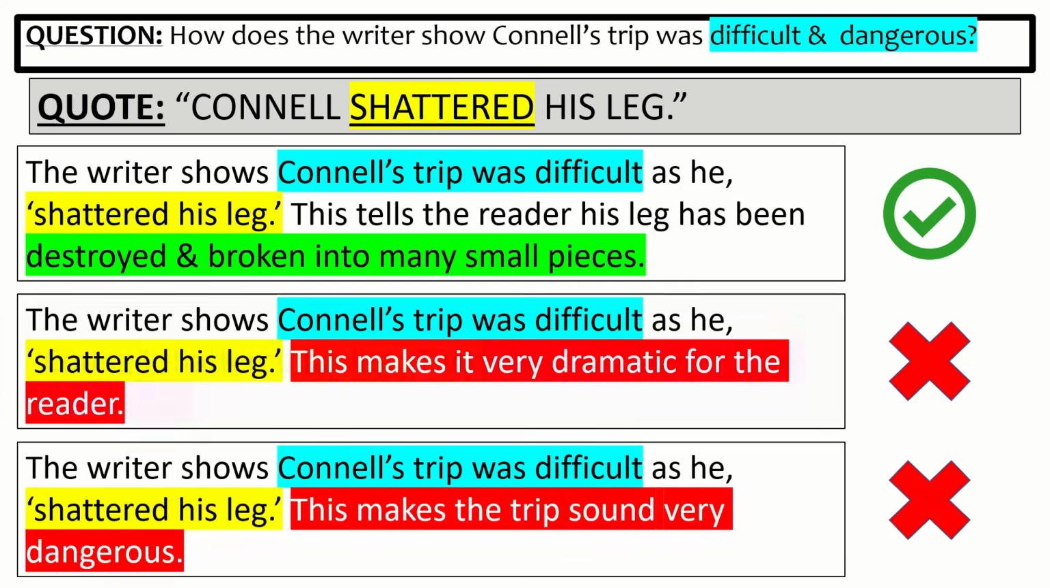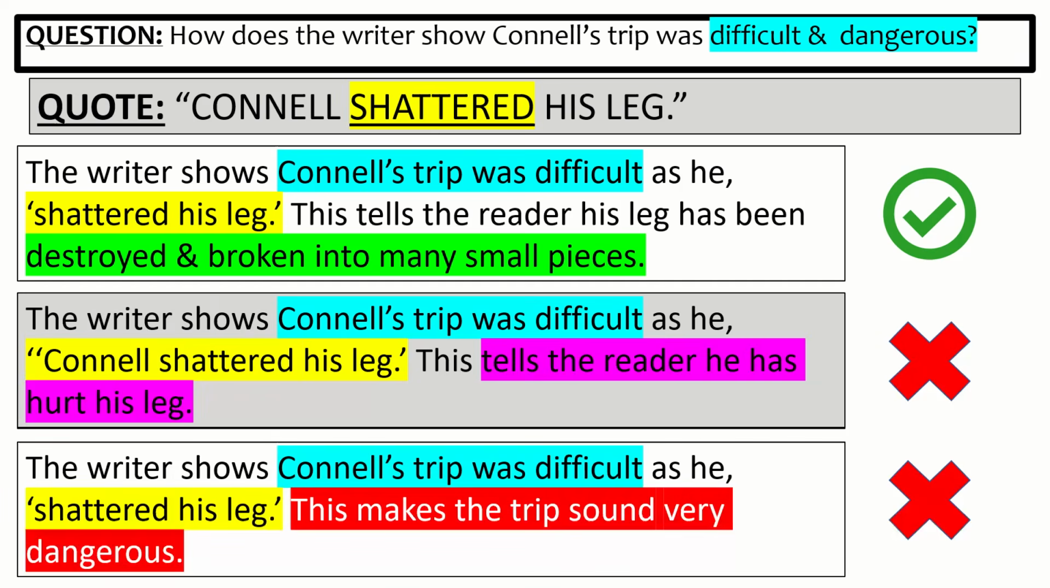Or they might say something like, this tells me he's hurt his leg. Well, that is true, he's hurt his leg, but it might not get a mark because the examiner wants to know shattered. Shattered means it's completely gone, it's into small pieces, it's been destroyed. That is what's going to get you the mark. Zooming into the specific word and saying the effect.